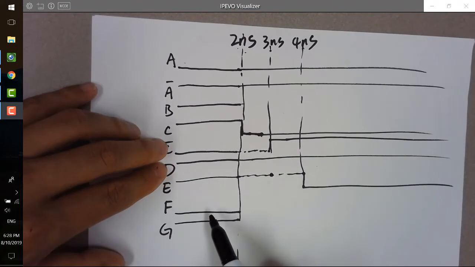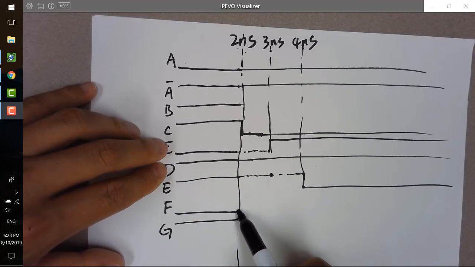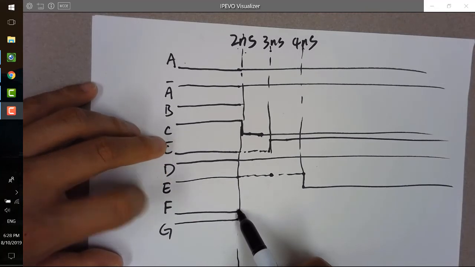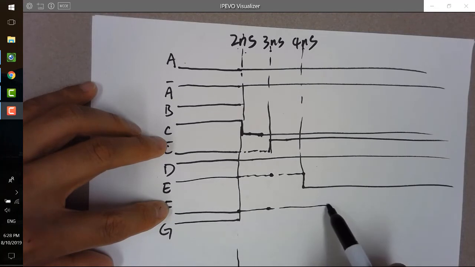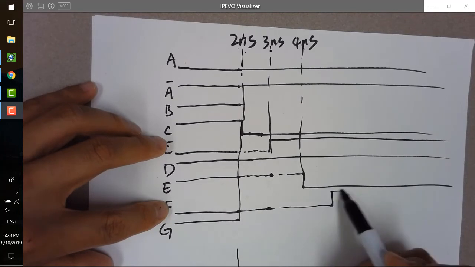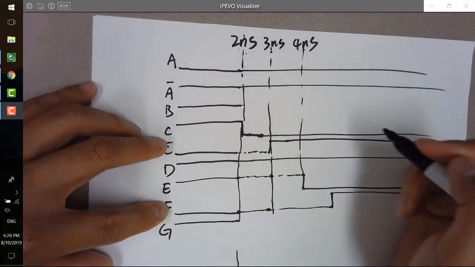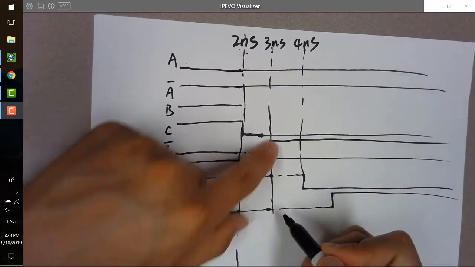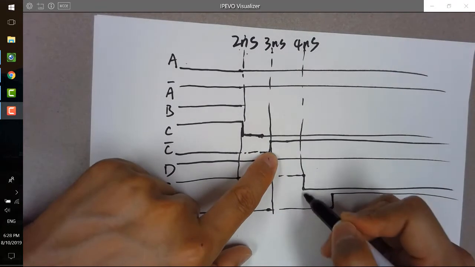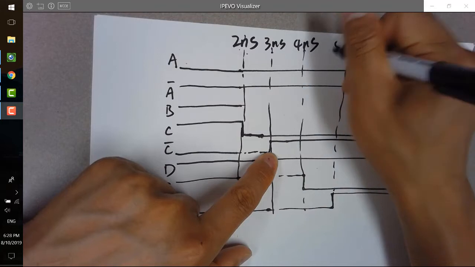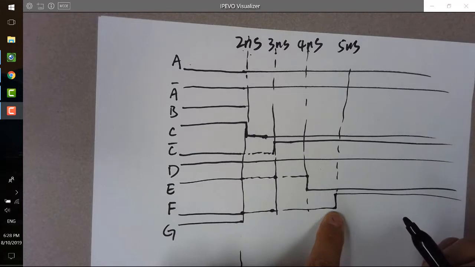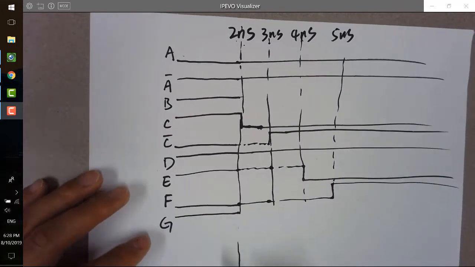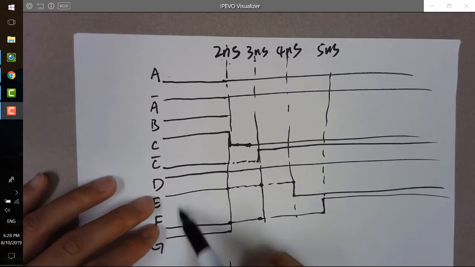So F will be 0 in the beginning and will follow C bar, and then follow that for 2 nanoseconds and be toggled to 1. 1 nanosecond will follow that, and after this, since C bar has been toggled, we need to wait for 2 nanoseconds here. So this will be 5 nanoseconds, and then you can see F will be toggled to 1. Okay, what about G? So G is E or F, right?